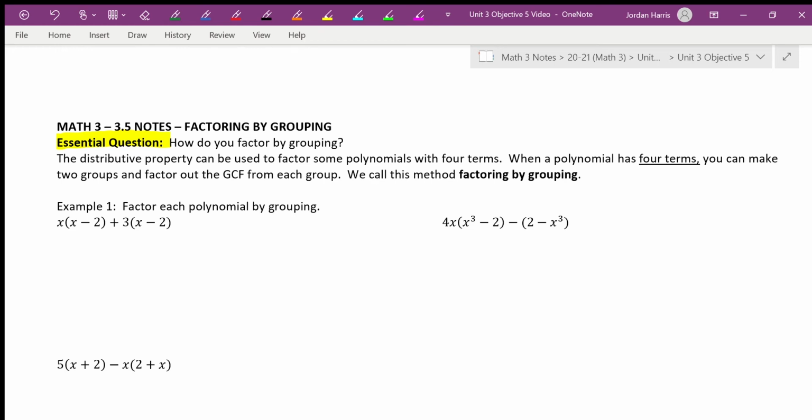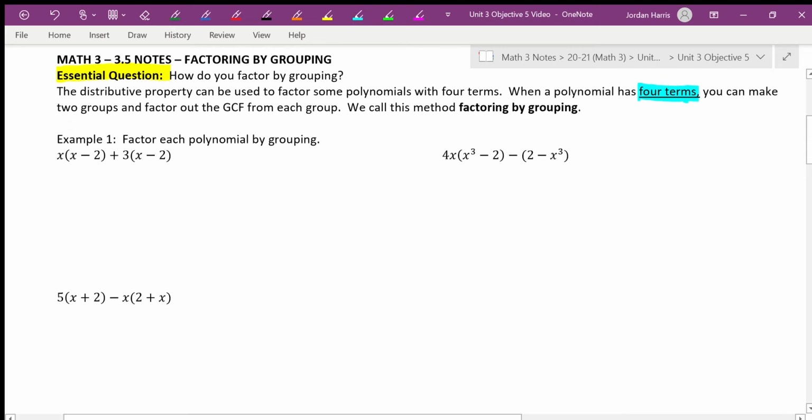The distributive property can be used to factor some polynomials with 4 terms. When a polynomial has 4 terms, you can make 2 groups and factor out the GCF from each group. We call this method factor by grouping. So notice this is for 4 terms now. So the first few are just kind of an introduction to it.